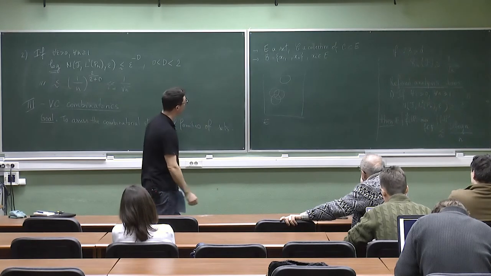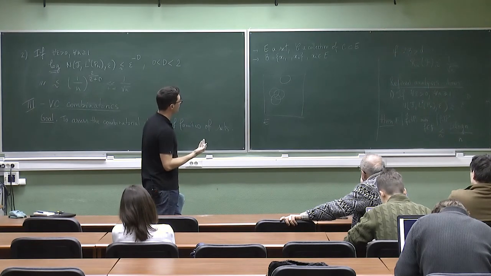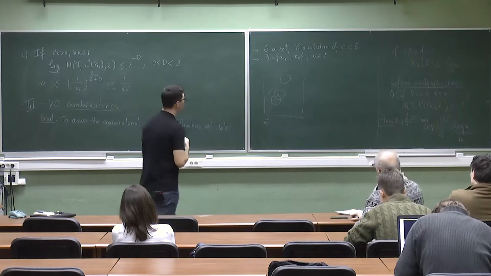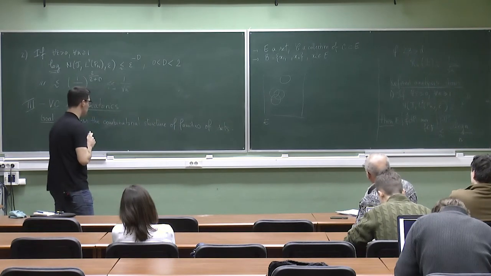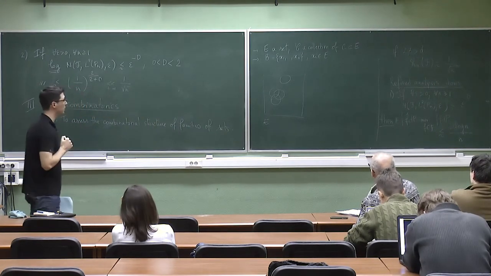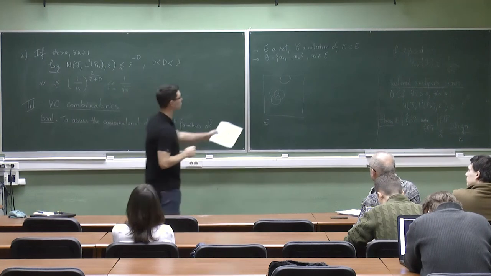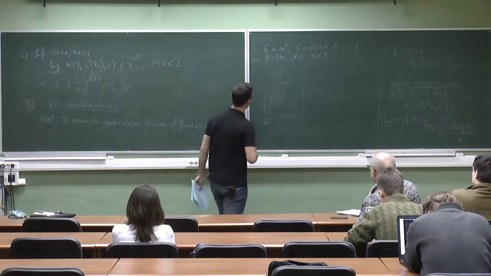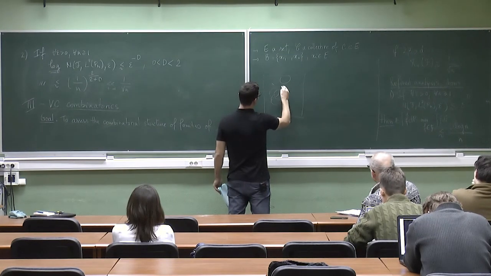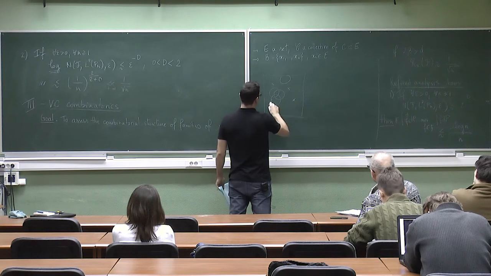So say the family of all disks in E. Why not? Now, the way proposed by Vapnik and Chervonenkis to assess the combinatorial structure of this family of sets C is to do the following. You fix B, a finite number of points.